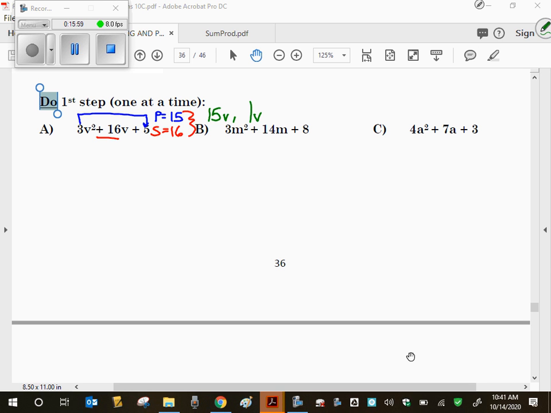Next step, go ahead, take 30 seconds to create a grouping question. Write down the first term and last term exactly the same, and break up the middle term into these two. Okay, the red term, you should be able to see that 16V equals 15V plus 1V.